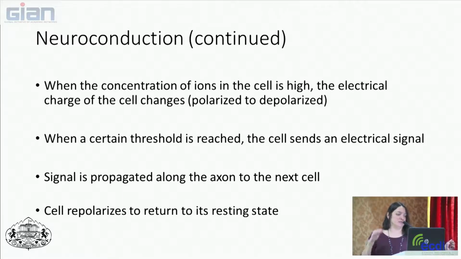The signal is propagated along the axon to the next group of cells on the membrane, and the cells in that certain region repolarize and return to the resting state. So basically, the signal is moving along the axon with the channels opening and closing, changing the electrical potential as it goes along.